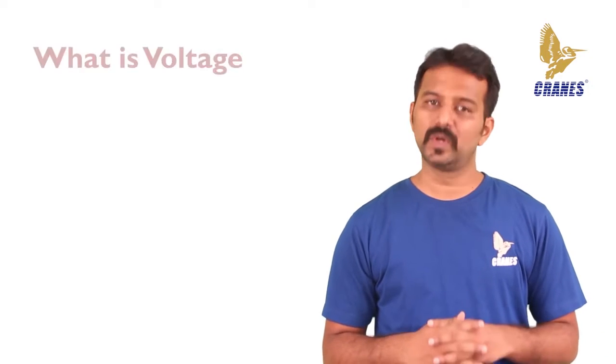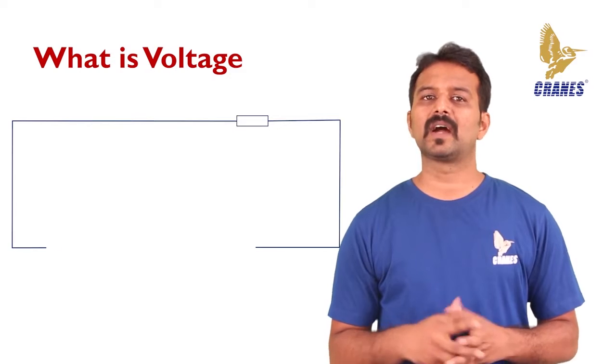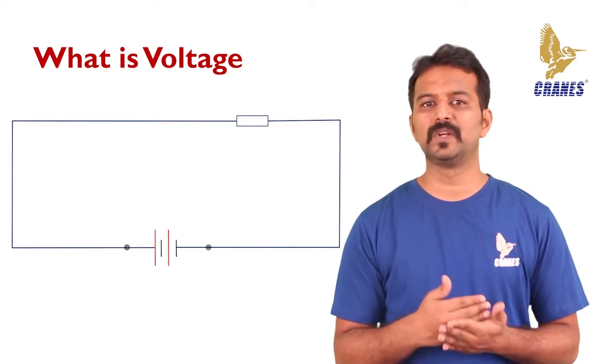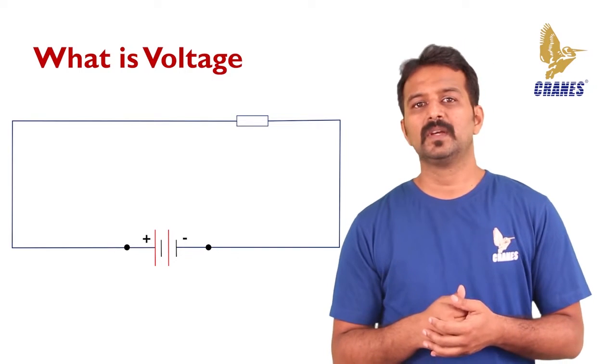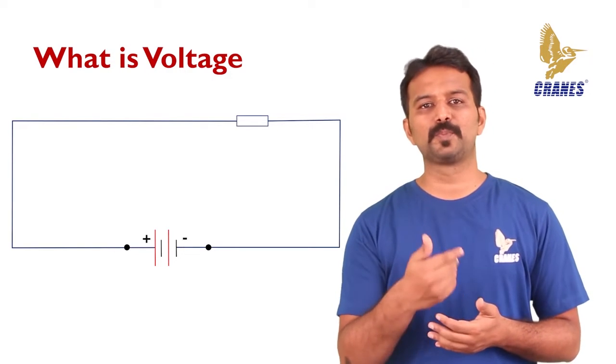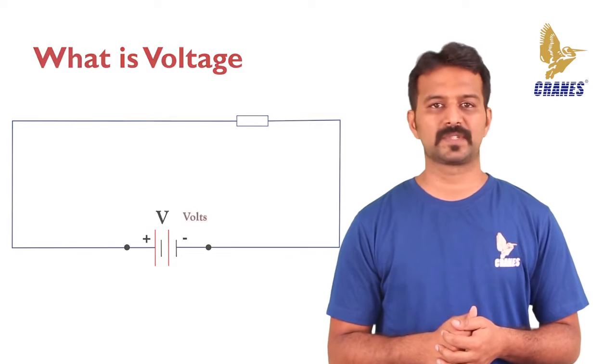Let's look at what is a voltage. It is the potential difference. When there occurs a difference in the potentialities between two points, there is said to be a voltage difference. This is measured between these two points. It is indicated by V and it is measured in volts.